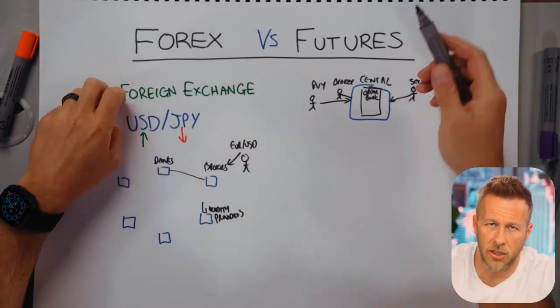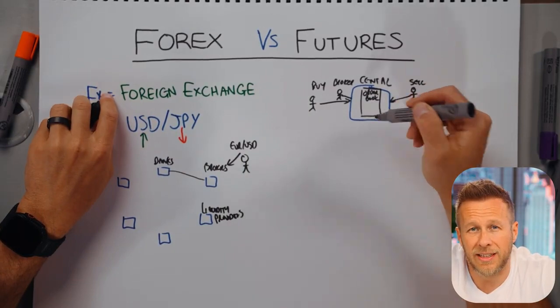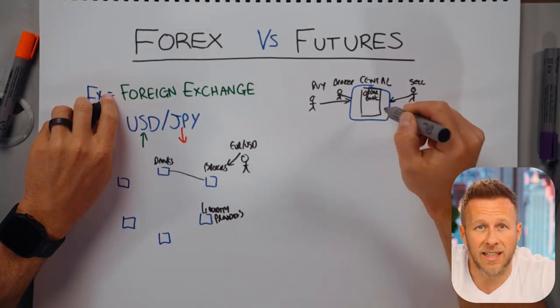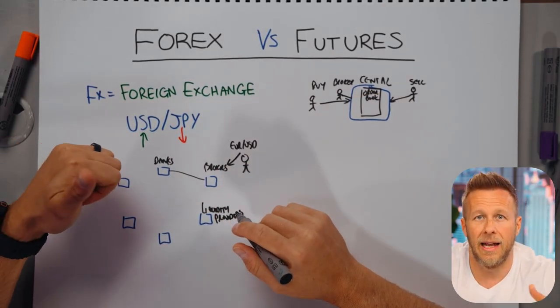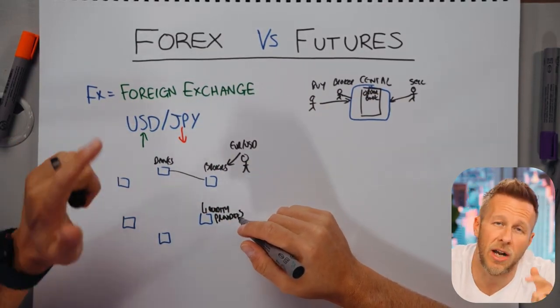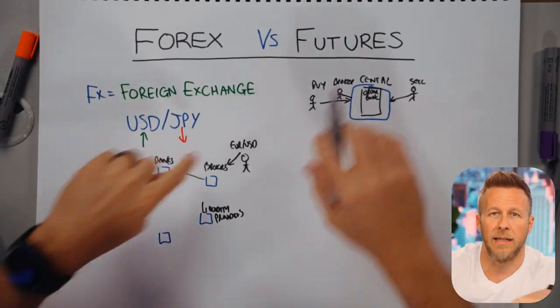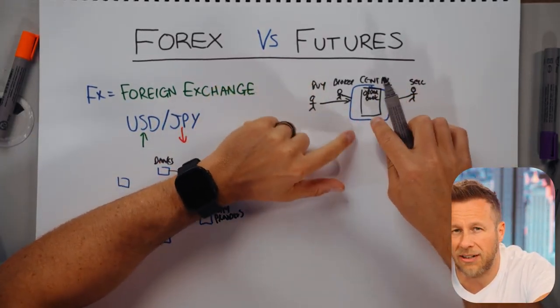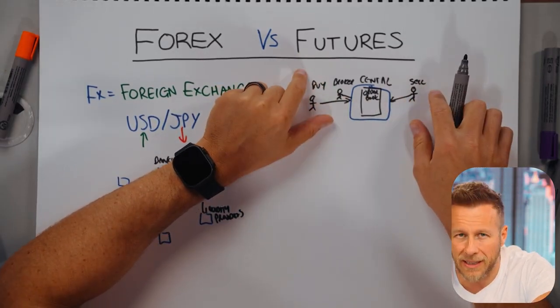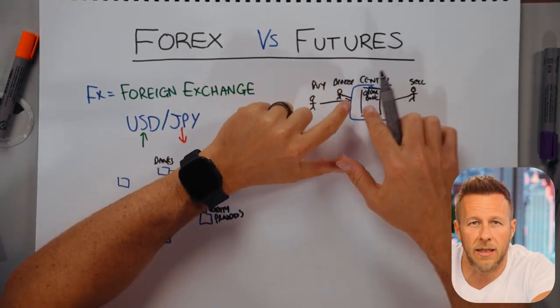And this matters because in futures, everyone's looking at the same exchange data. In Forex, what you see depends partly on your broker and the pricing sources behind that broker. So when people say futures is more transparent, that's what they mean. It's not necessarily easier and it's not necessarily better. It's just more centralized and more visible.